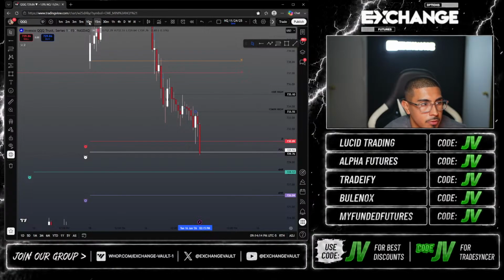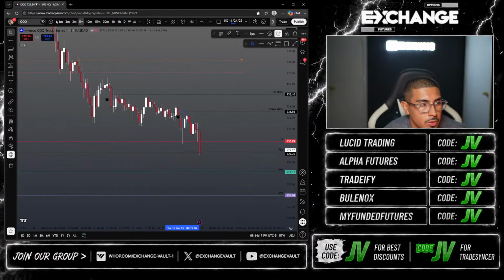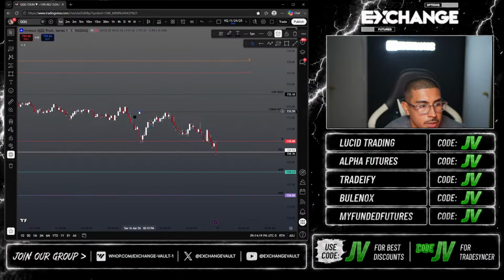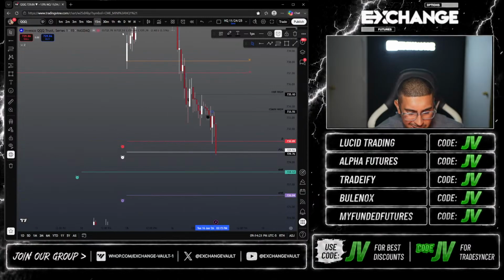I'm sure if we go smaller time frame, you guys will see it's probably a white candle. If you go smaller time frame, I'm pretty sure it's a white candle. Boom, it is. See, I know my shit, bro. I know my shit, man.